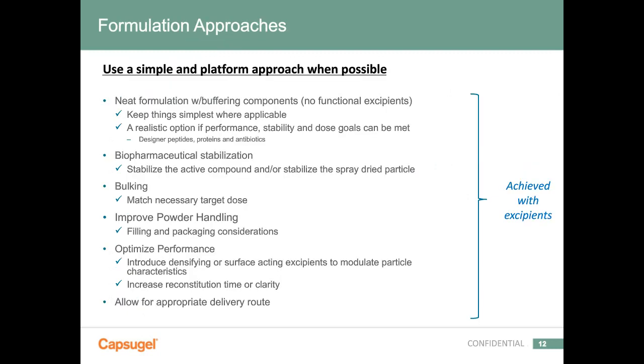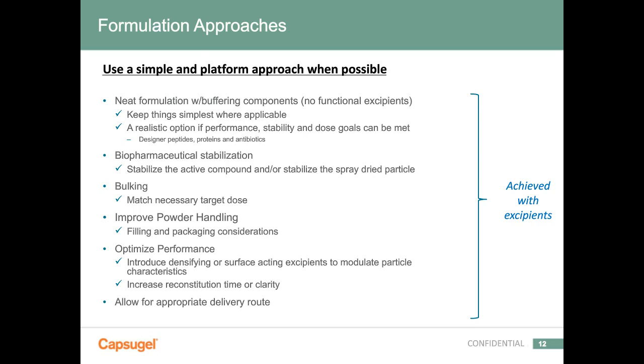So, some general formulation approaches. We've established a target product profile. We're in the design phase here. What are we looking at? So we have maybe something where we could do a neat formulation with just buffering components, and that's because we need a high dose for some reason. And really just keeping things as simple as possible and understanding what the stresses are on the active itself. A lot of times it's a very realistic option. Proteins themselves in the dry state are relatively stable, as long as there's no impact on the surface of the particle, so we can process these. And again, we like to keep things as simple as possible. Why add complexity if you don't have to?